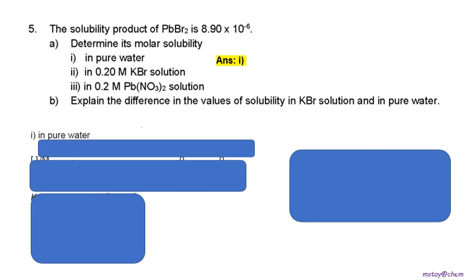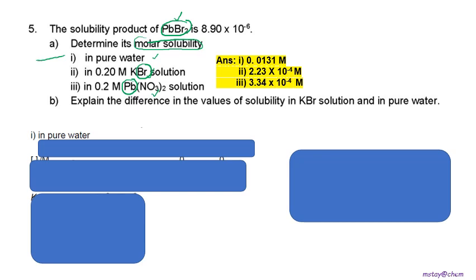Tutorial question number 5. We need to find the molar solubility of PbBr2 when it is in pure water, KBr, and also lead nitrate. Because we are given PbBr2 over here, we can see that in pure water there is no common ion effect. For the KBr, the common ion is the Br negative, while in the Pb nitrate, the Pb2 plus is the common ion. As usual, this question 5A1 is quite similar to tutorial question number 2.